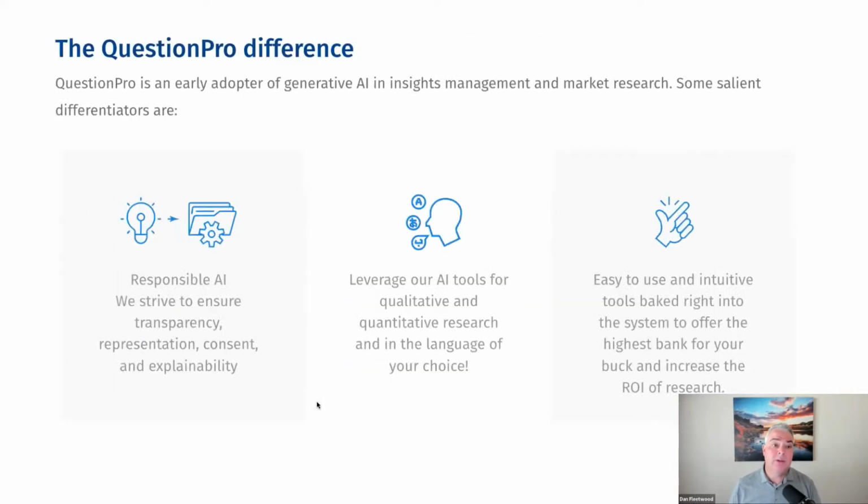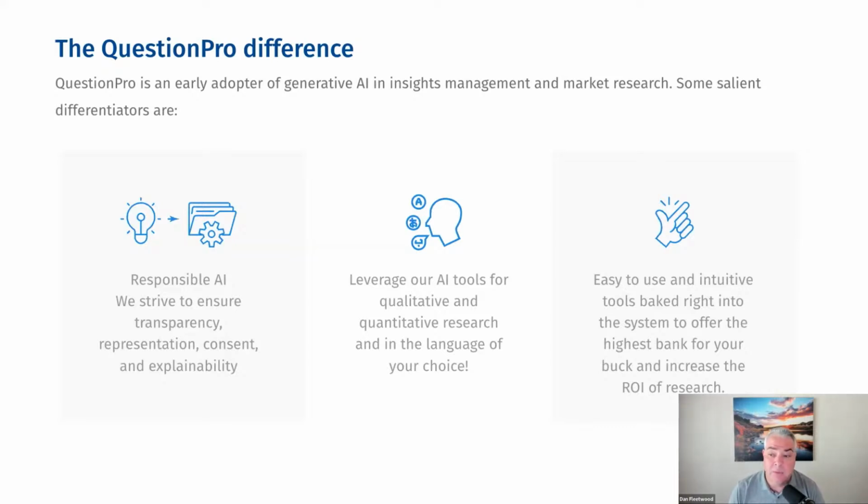So what this really means is, as I mentioned, QuestionPro is an early adopter of generative AI in insights management and market research. But there's a lot of differentiators that I believe we have. We're very cognizant of the fact that we need to be responsible with AI. So we strive to ensure transparency, representation, consent, and also explainability. Those are very important. We leverage our AI tools for both qualitative and quantitative research in the language of your choice. And then we try to make it easy to use and intuitive.